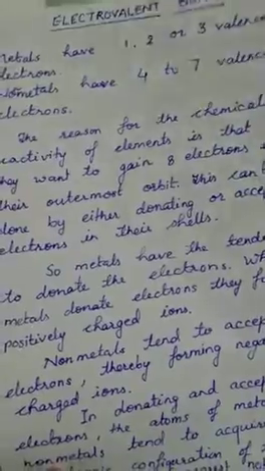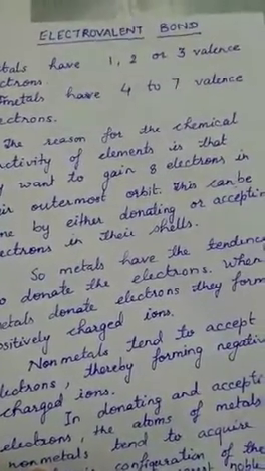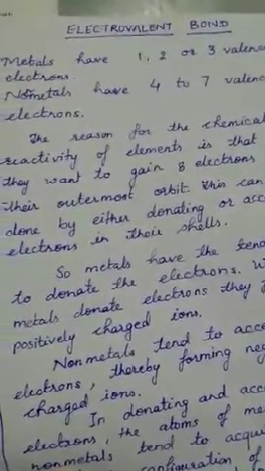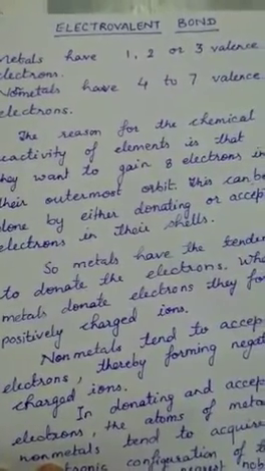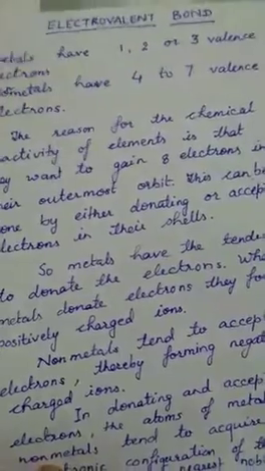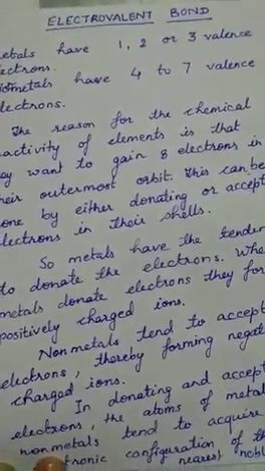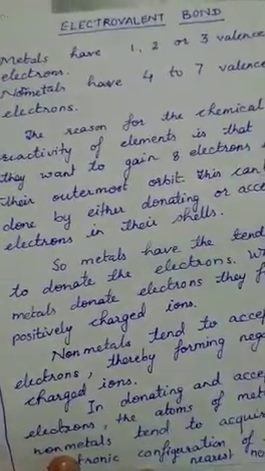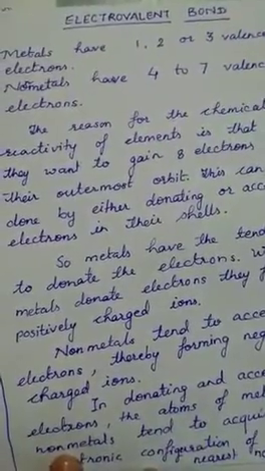So, what can be done if the elements have 1 to 3 electrons in their outermost shell? To gain the 8 electrons in their outermost shell, they will have the tendency to donate the electrons. They will give away their 1, 2 or 3 electrons from the valence shell.